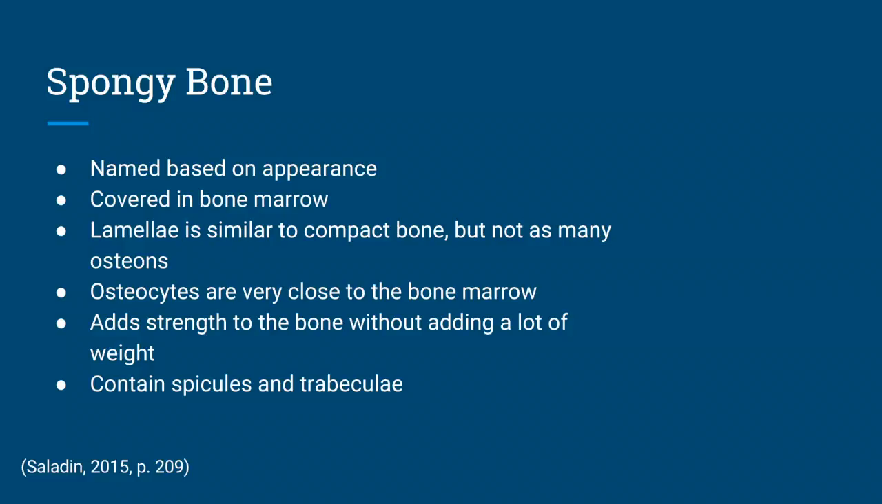Spongy bone is named on the appearance. It's covered in bone marrow. The lamella is similar to compact bone, but it doesn't have as many osteons. In spongy bone, the osteocytes are very close to the bone marrow. The purpose of having spongy bone is that it adds some strength and you can have a bigger bone without adding a lot of weight.